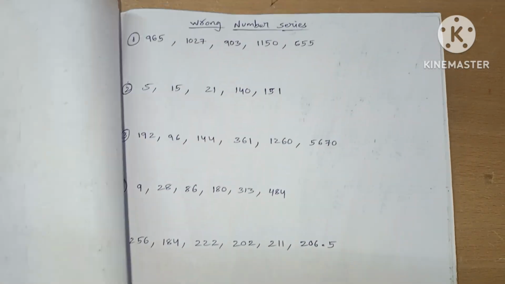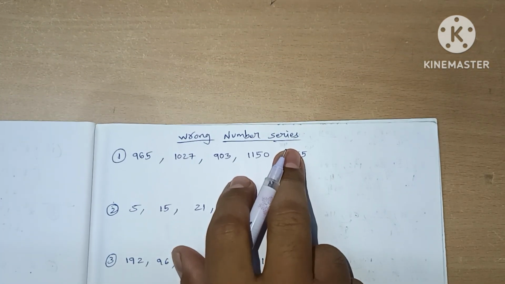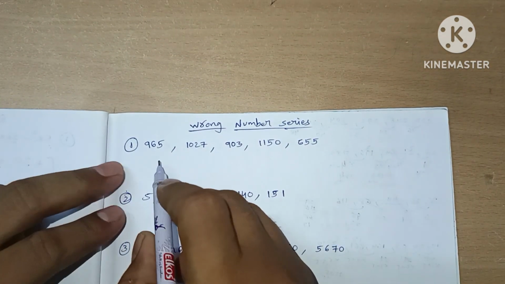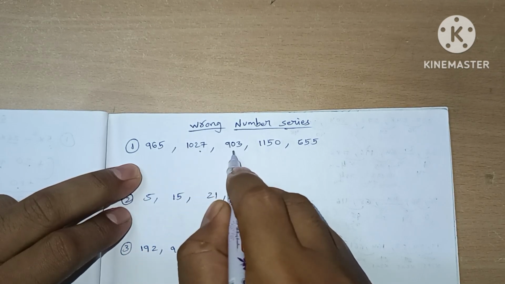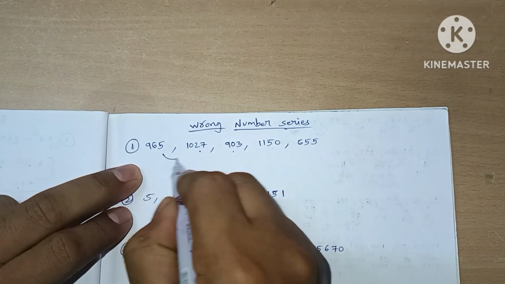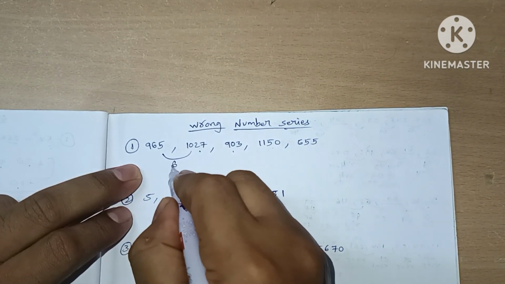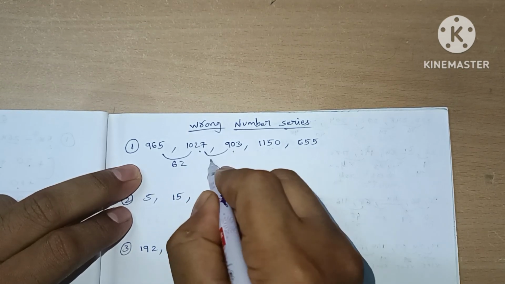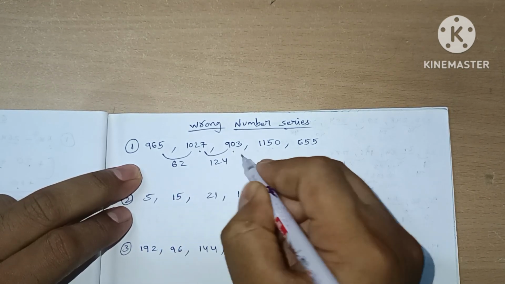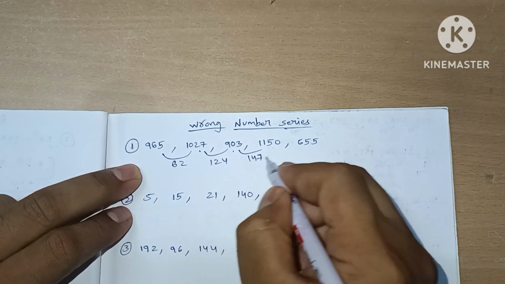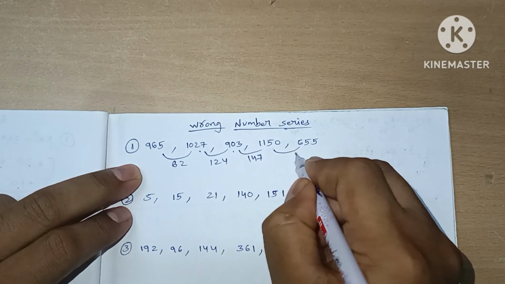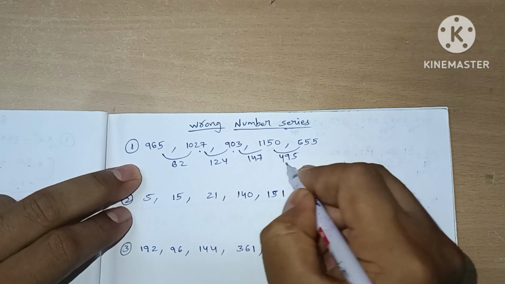Now we are going to see wrong number series questions. First, these numbers are increasing, decreasing, increasing and decreasing. So we'll go with the differences. Here the difference is 62. Here the difference is 124. Here the difference is 247. Here the difference is 599 and 4.